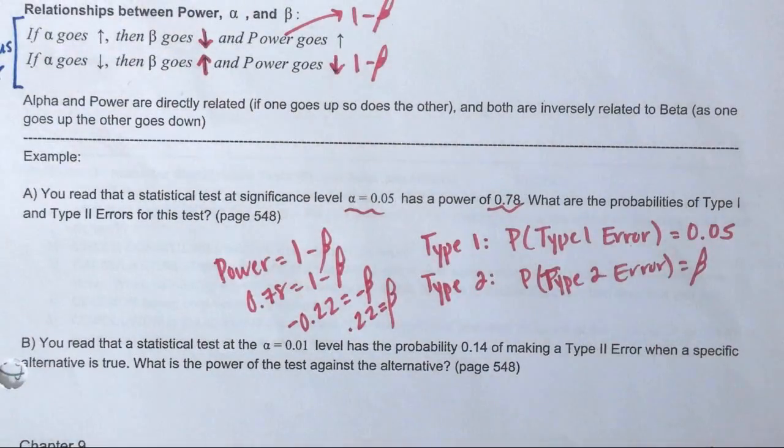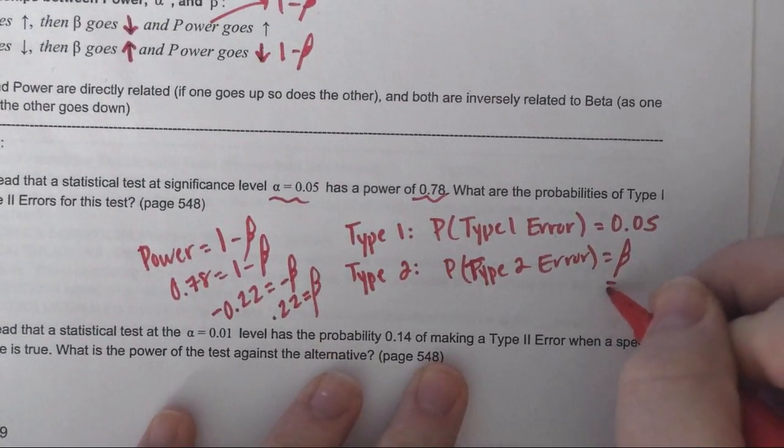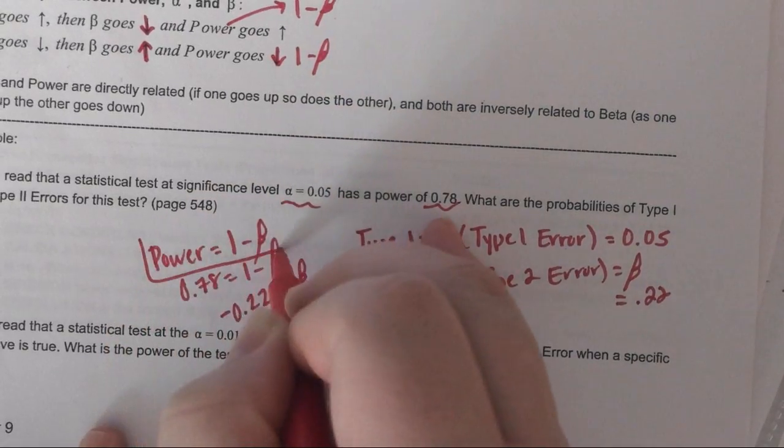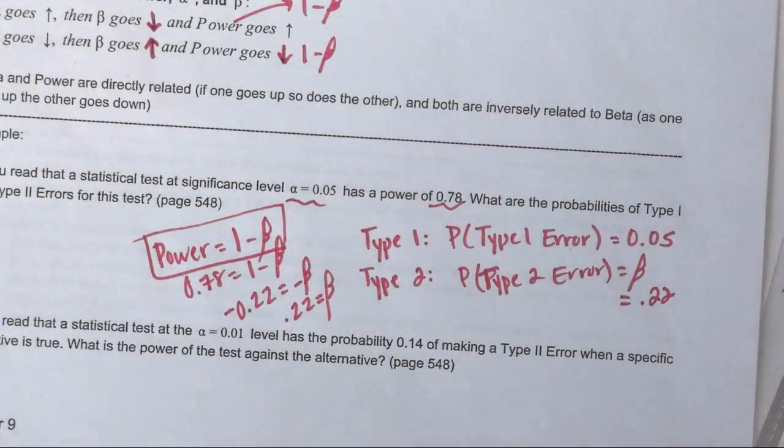Basically, beta plus power adds up to 1. So 78 and 22 add up to 100. That's why I knew it was 0.22 to begin with. So if you just memorize this formula, power is 1 minus beta. And a type 1 error, where we hold people in jail when they're innocent, is alpha. And type 2 is like the OJ case, we let people off when they're guilty. It's beta.